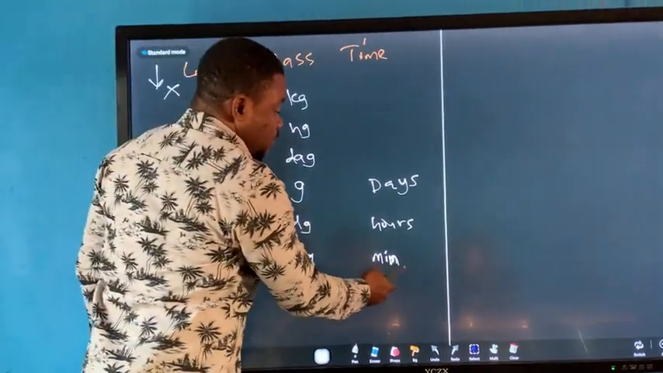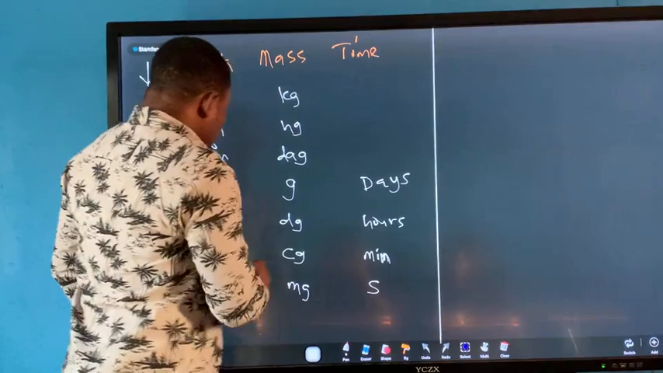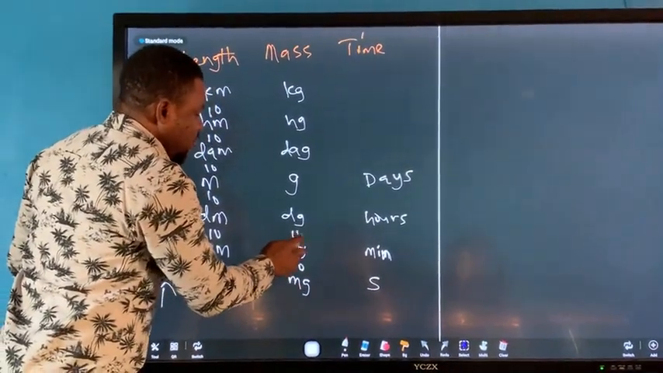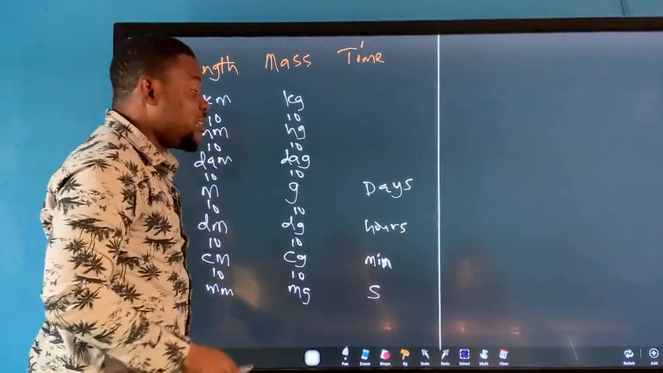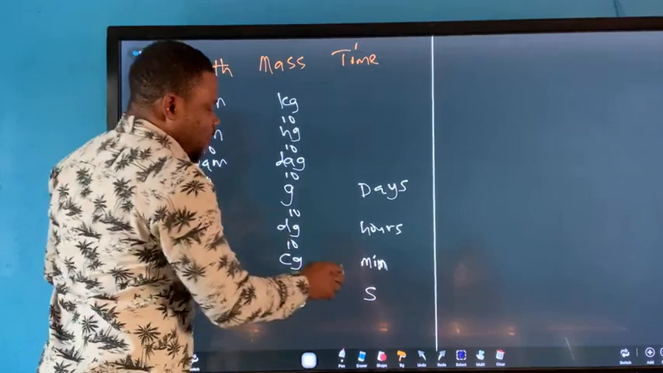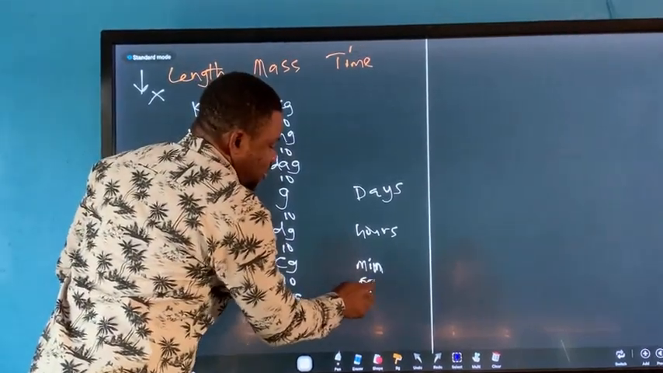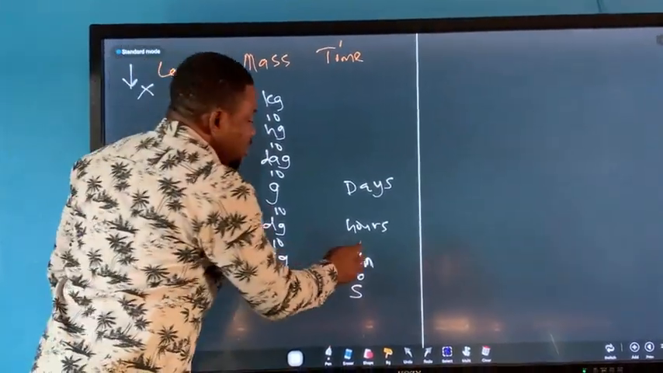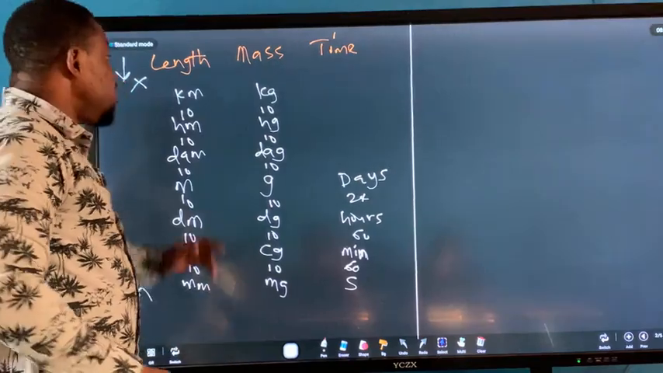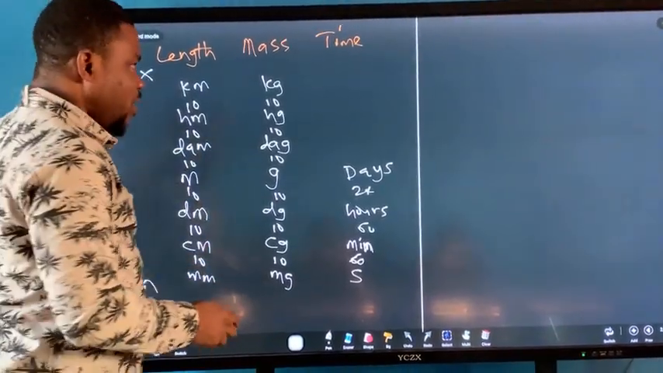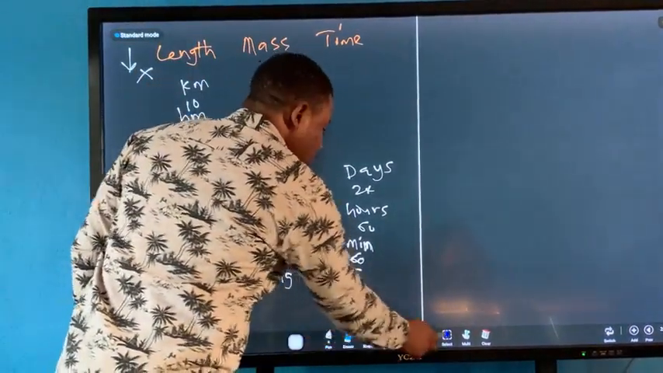Then we have time: seconds, minutes, hours, days. This one is not following that order of 10. From seconds to minutes is 60: 60 seconds give you 1 minute, 60 minutes give you 1 hour, and 24 hours give you 1 day. Now let me try one or two things before I leave this place as quickly as possible.